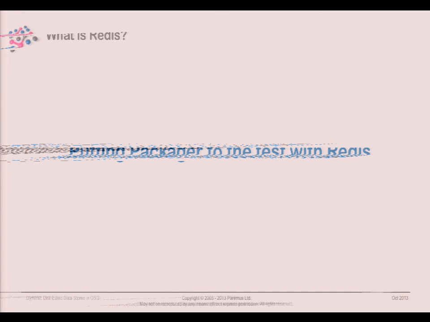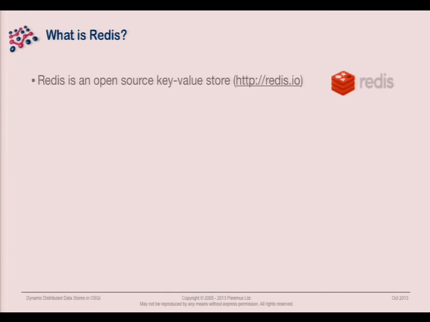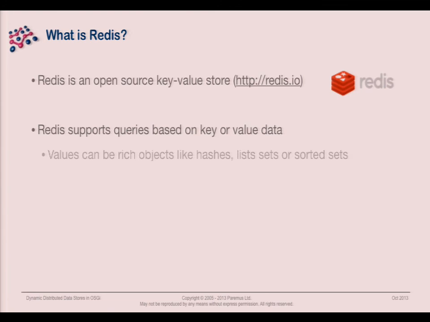So we'll talk a little bit about what Redis is. Redis is an open source key value store, basically. And if you want to look at the project, it's there. It supports queries based on key data or value data, so you can say, find me the value associated with this key, or what keys have values that are in this set that I'm giving you, or all kinds of comparisons. We're just going to be using it fairly simply. But values can actually be quite rich objects, like hashes or sets or lists or sorted data. So Redis is quite powerful, and you can do a lot with it.